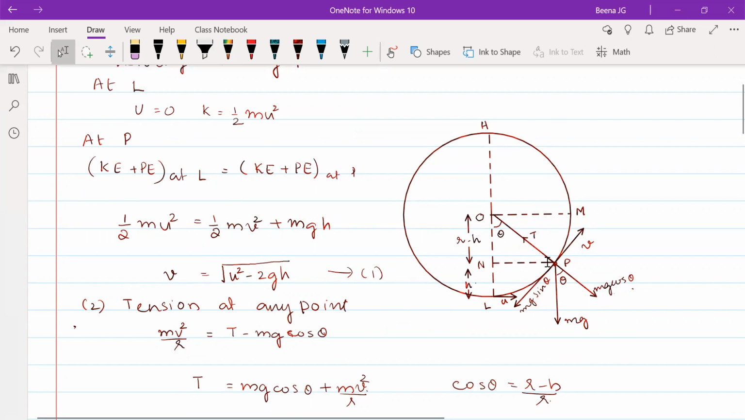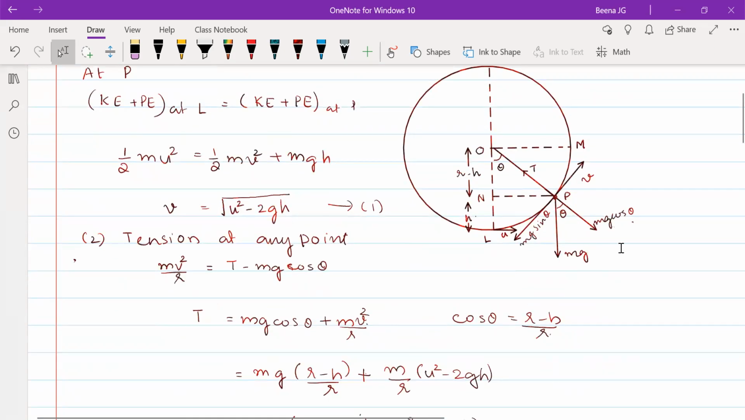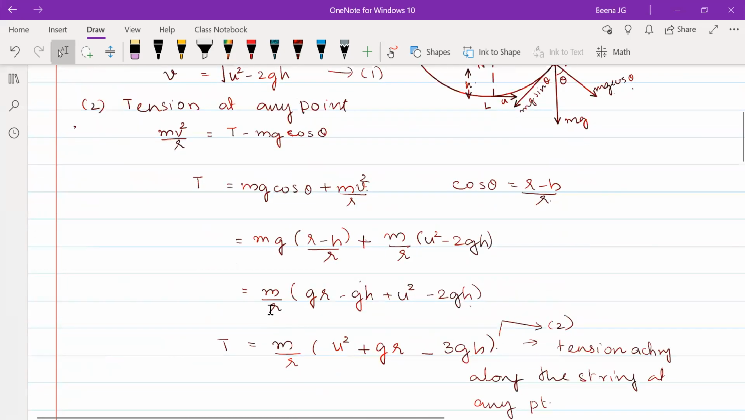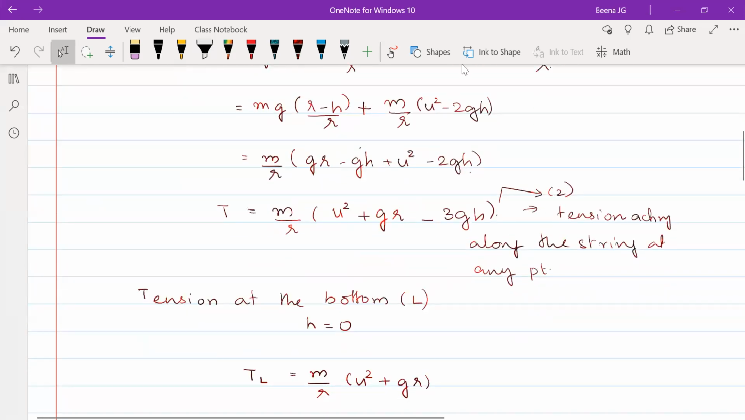Then we considered tension. In tension, we considered the different forces acting at the point P. We have seen T and mg cos theta are the forces. Therefore, the net force acting towards the center will be equal to T minus mg cos theta. And therefore, we said that provides the centripetal force. Solving that, we got the general expression for T.